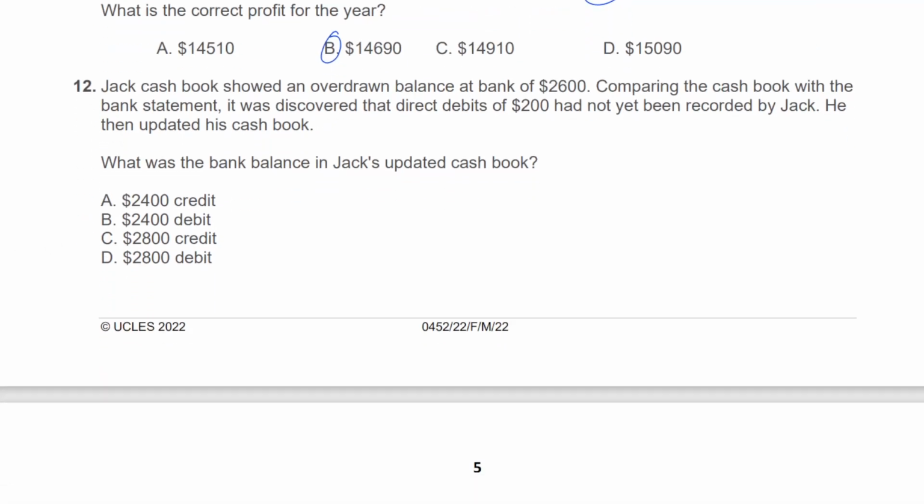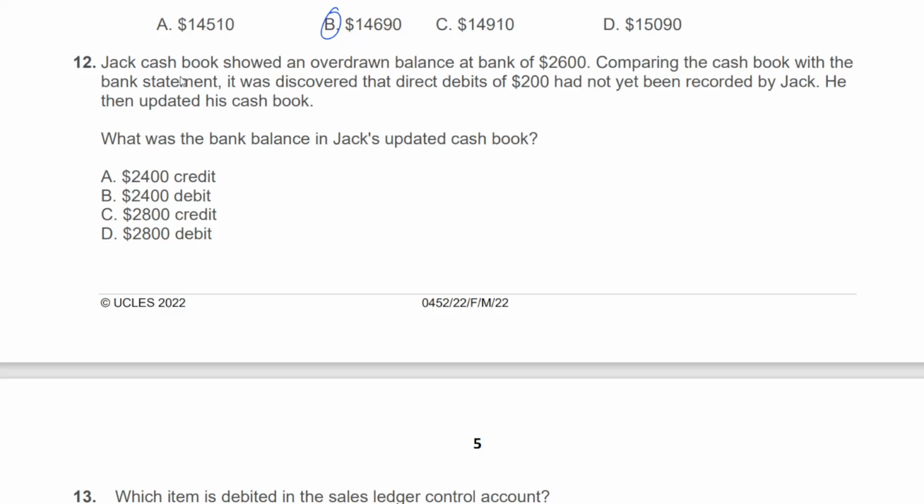Let's move on. Jack's cashbook showed an overdrawn balance at bank of 2,600. So it's a negative balance or a credit balance in the cashbook of 2,600. Comparing the cashbook with a bank statement, it was discovered that direct debits of 200 had not yet been recorded by Jack. So these were some of the payments made directly through the bank, which were not recorded by Jack.